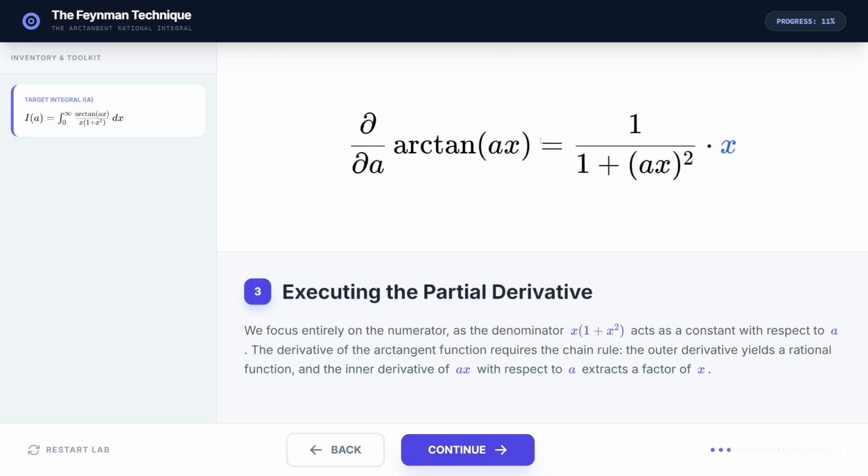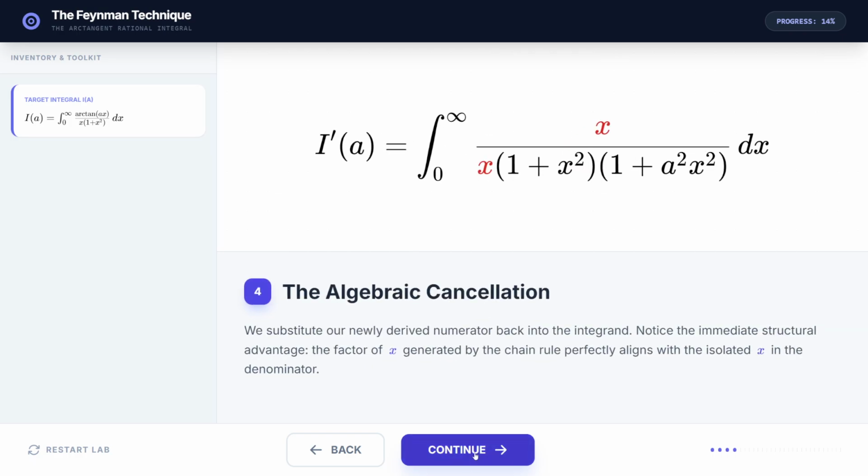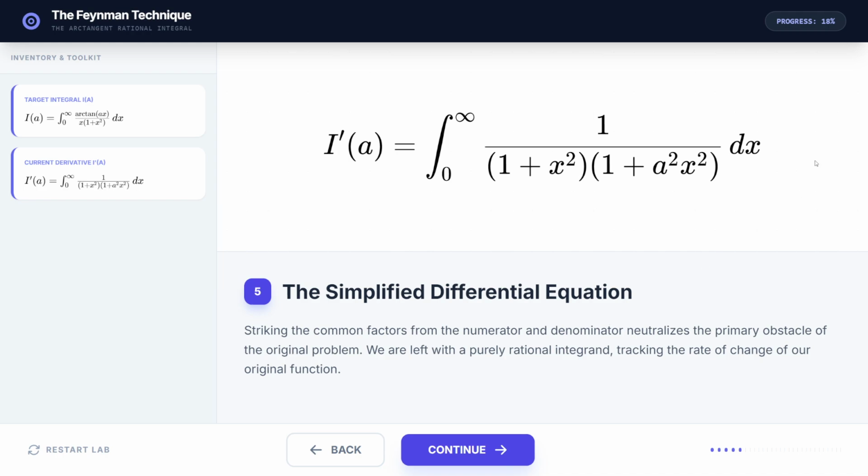All right, and now let's take the partial derivative of that. Well, the derivative of that is just going to be 1 over 1 plus the argument squared times the derivative with respect to a of the argument. There we go. Now we put that back into our integral, and you'll notice that these two x's are going to cancel out. So we have the derivative I prime of our original function of a is equal to this. And we can use partial fraction decomposition on that.